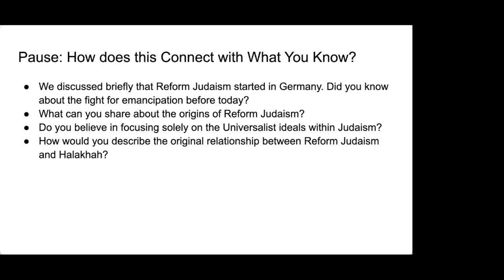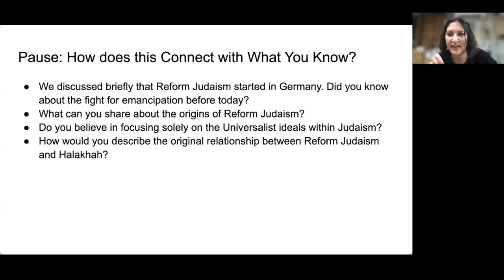I'm a little confused about something. The Pale of Settlement was really split between being under the Tsar, and I believe some of it was in Austria, the Austro-Hungarian Empire. So were they emancipated? Well, I thought they were always in the same boat. So the ones under the Tsar.